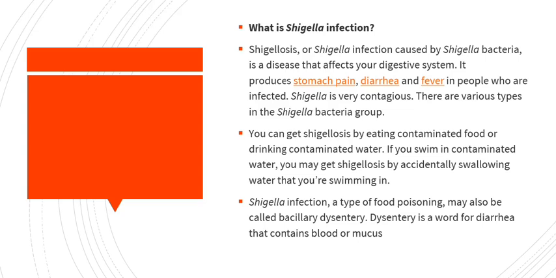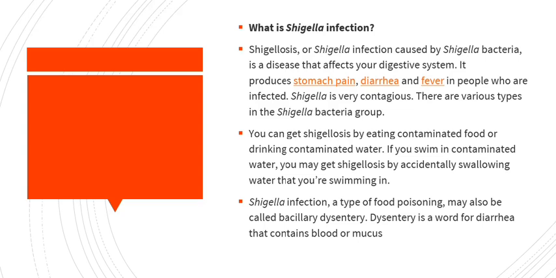So, let us see what the Shigella infection is. This is caused by the Shigella bacteria. This is a disease that affects your digestive system. It produces stomach pain, diarrhea, and fever in the people who are infected. Shigella is very contagious. There are various types in the Shigella bacteria group.